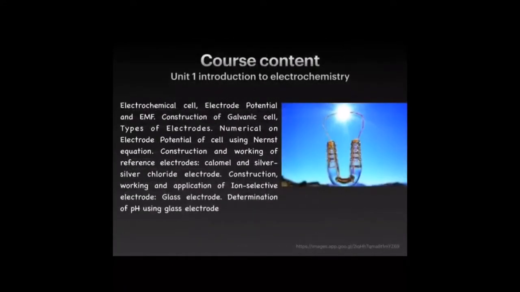Our first unit is Introduction to Electrochemistry. In this unit, we will study different types of electrochemical cells, the concept of electrode potential generation and electromotive force in a galvanic cell. We will study different types of reference electrodes. We will solve numerical problems related to electrode potential or cell EMF of galvanic cells. We will study the construction and working principle of ion selective electrodes.